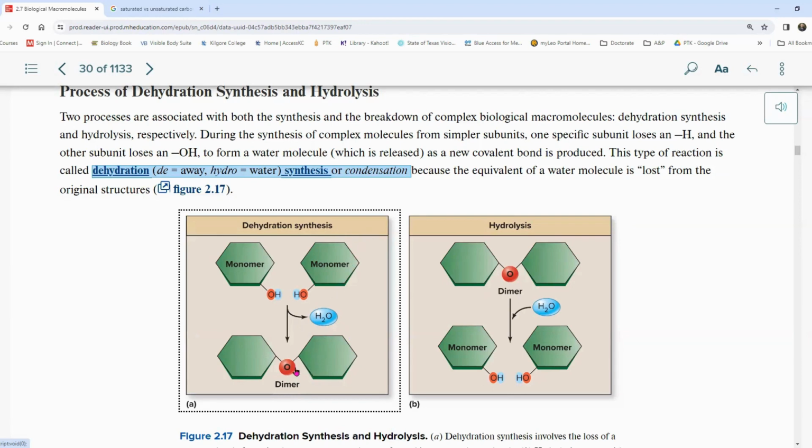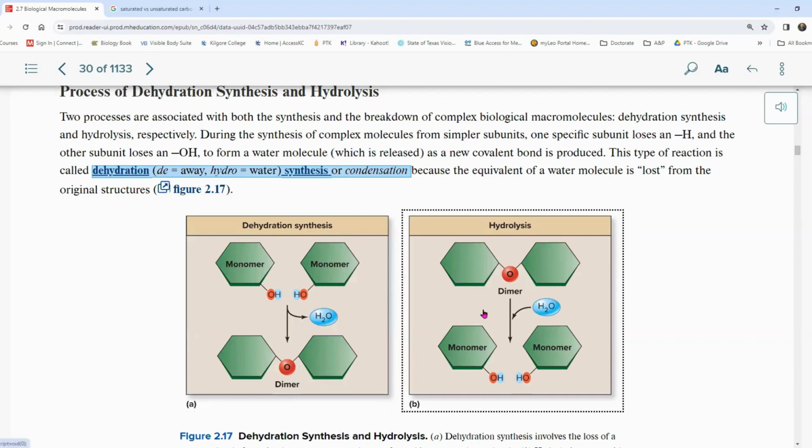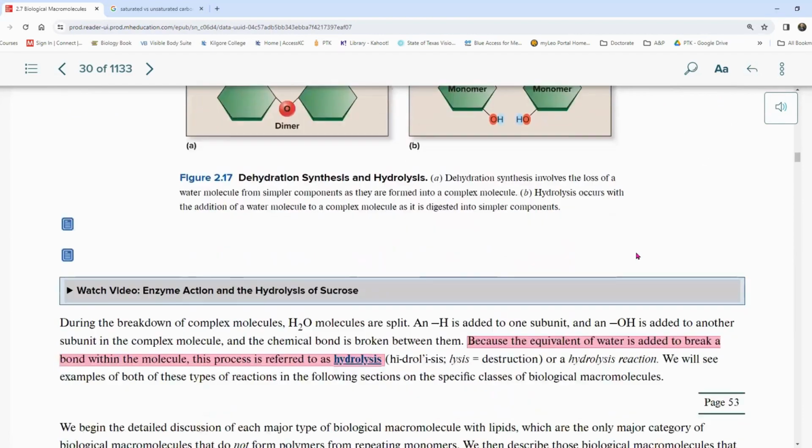Now, let's say we want to break these apart. We're going to add water to it, which is called hydrolysis. Hydro, that prefix, means water. Lysis means to burst or to break apart. So it's doing exactly what it's saying. It's using water to break something apart. We're going to take this dimer, which is the two monomers stuck together, add water to it, and break it apart. So literally it's just the reverse of dehydration. Dehydrating something versus hydrating something, there you go.